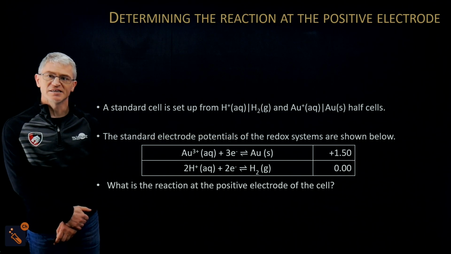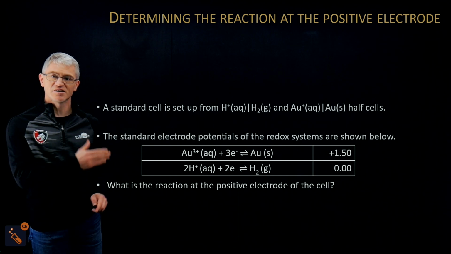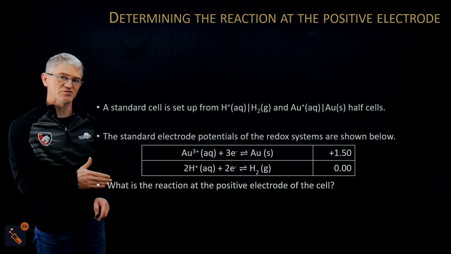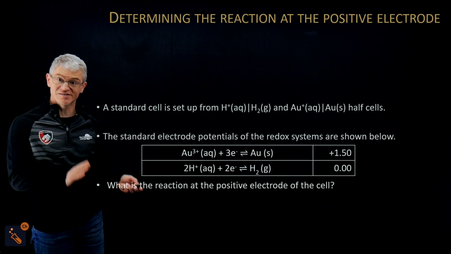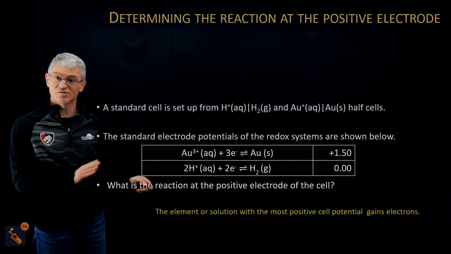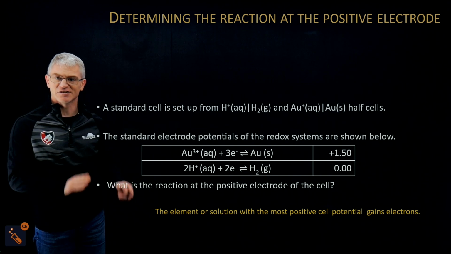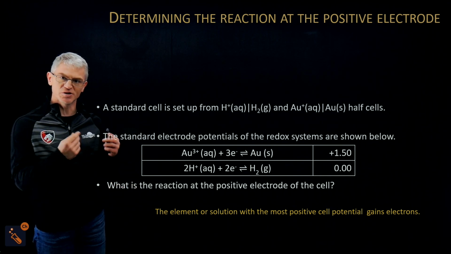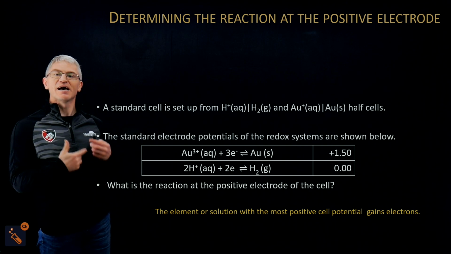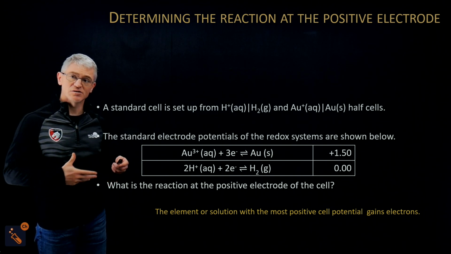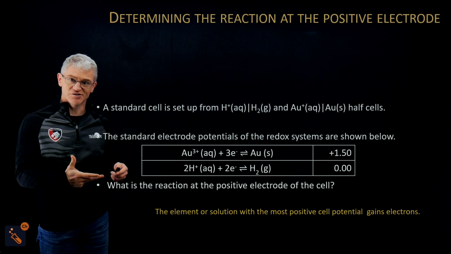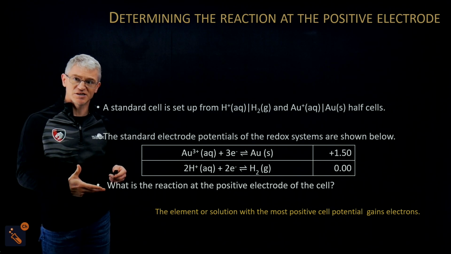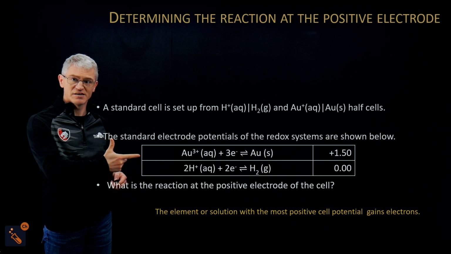The next question is looking at which one of these half cells would be the positive electrode of the cell. The first thing you need to remember is that the positive electrode of the cell is the one where the element or the solution gains electrons. It's really important the positive one gains the electrons. And electrons are negative, so the one that is the most positive gains the electrons. So of these two, this one is the most positive.